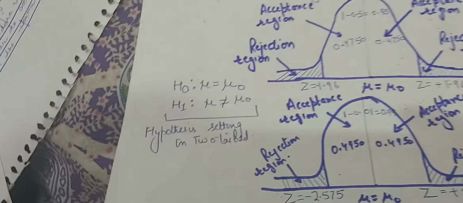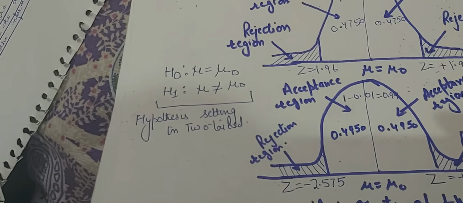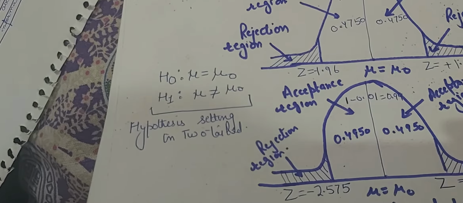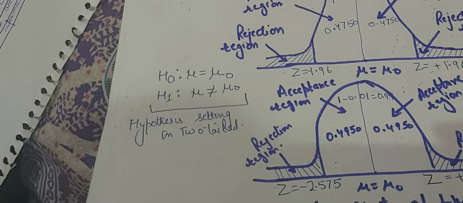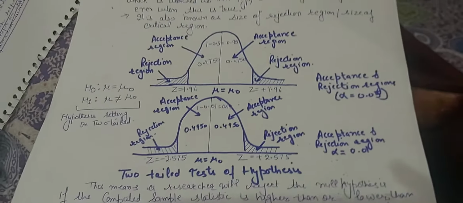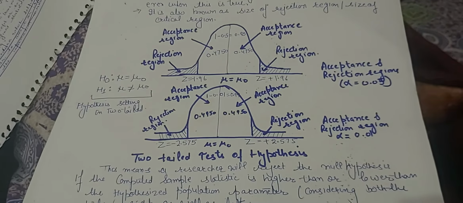These are known as two-tail tests. So how can we set the hypothesis for it? H0 would be mu is equal to mu 0, and H1, that is the alternate, is mu is not equal to mu 0. You can have a look here at the acceptance and rejection region at alpha 0.05, and the second one is 0.01.